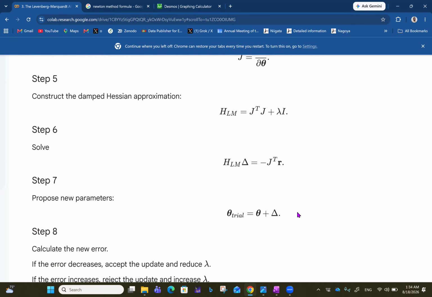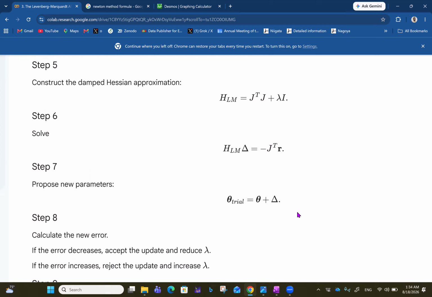We saw how we derived this initially. And then step 6, you solve this for del, just like the setup we have. So H sub LM del equals minus J transpose R. In step 7, you propose new parameters. Theta trial is equal to the theta you had up to that point plus the del you solved from here.